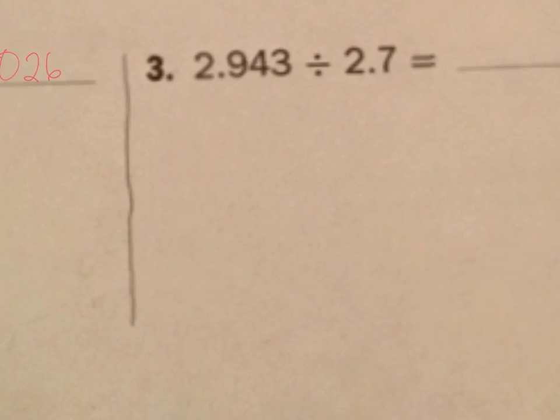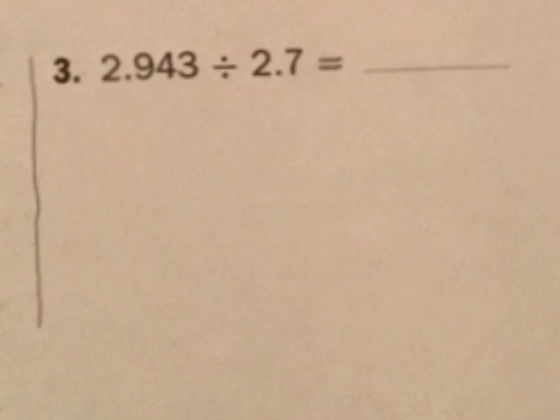Alright, one more here. Actually, 2 more. Okay, 2.943 divided by 2.7. To get rid of this, I go over 1, then I go over 1 here, and then I just go straight up. Okay? So now it's 2.943 divided by 2.7.